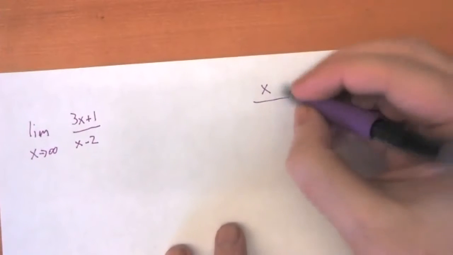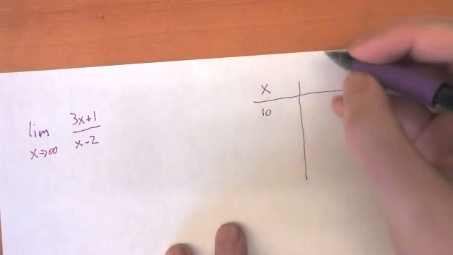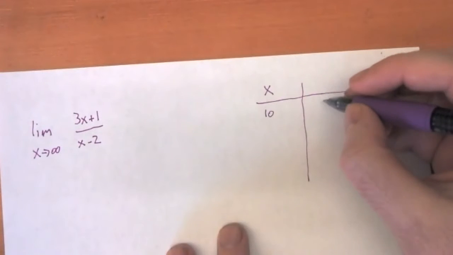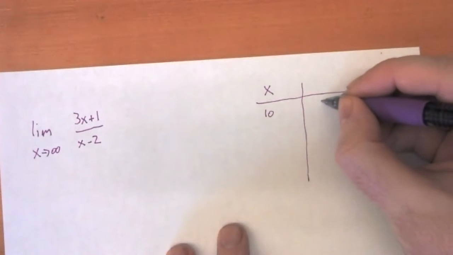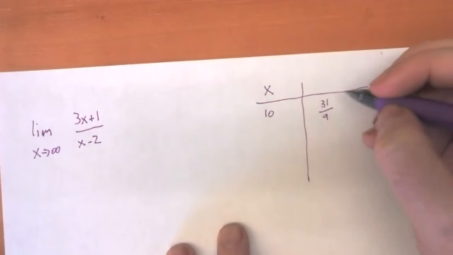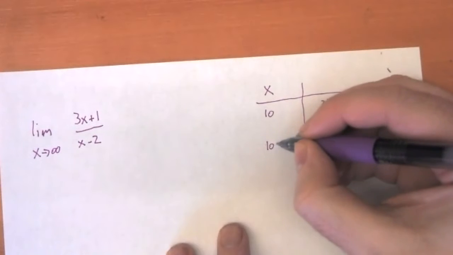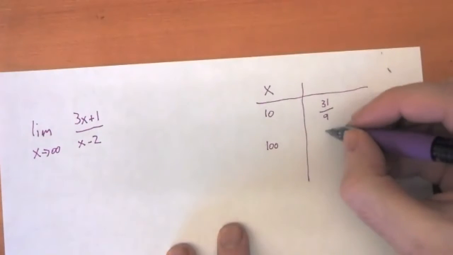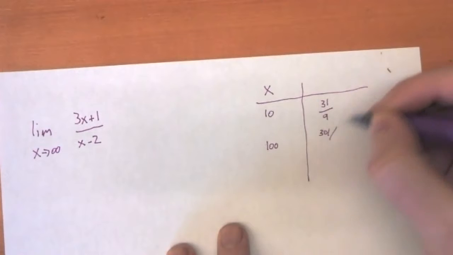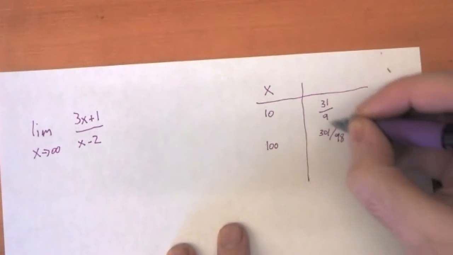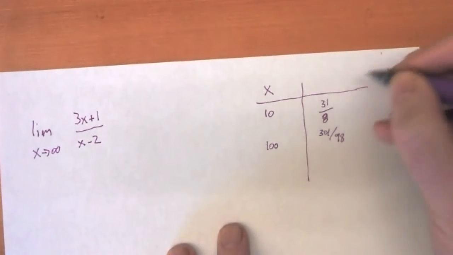All right, so first of all, let's put in 10. So if I substitute 10 in for x, I get 3x plus 1, 30 plus 1 is going to be 31 over 10 minus 2 is 8. All right, if I put in 100, I'm going to get 300 plus 1 is 301 divided by 100 minus 2 is 98. I said 9 there. I meant 8, didn't I?